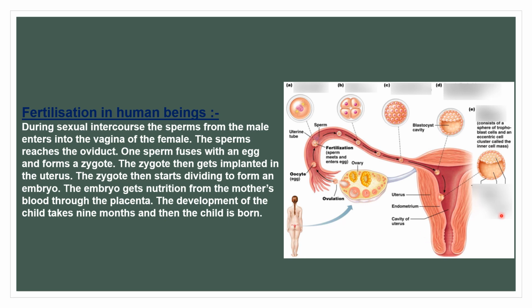The development of the child takes 9 months and then the child is born. So this process is called fertilization in human beings. We're going to study this process in detail in my next slide. I hope you got it, children. This is what we call the fertilization process. If you don't know how the baby forms and how the development occurs, that is quite an interesting topic, right? So come, let us discuss more in our next slide.